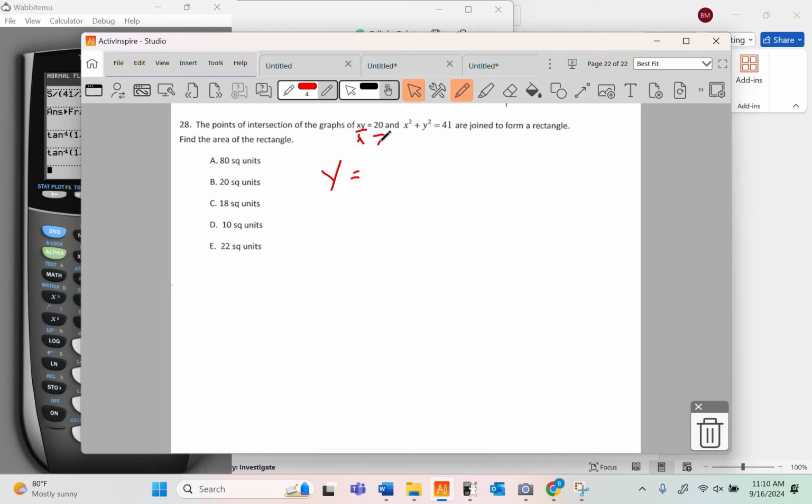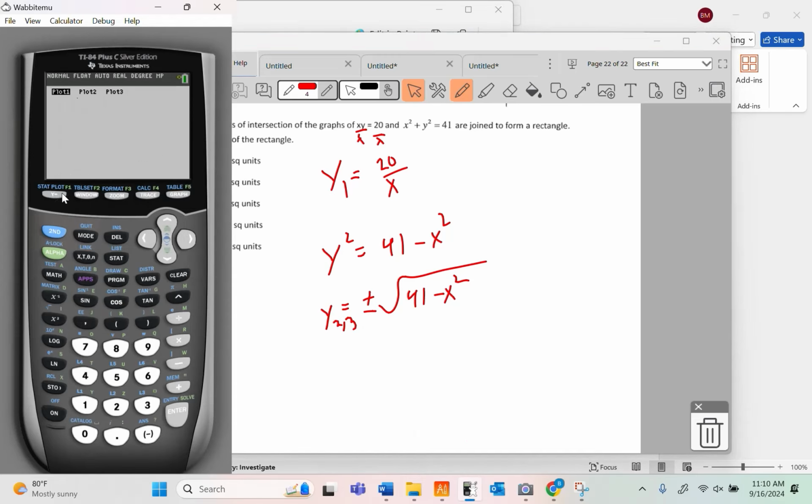I'm going to divide the x out. y is 20 over x. The other equation, I'm going to move the x squared to the right, and I'm going to counteract squaring by square rooting. Remember, square rooting is plus or minus. Now I have y1, y2, and y3 respectively. 20 over x is going to be a funny looking thing. You should know kind of what it looks like. It's based off a reciprocal function.